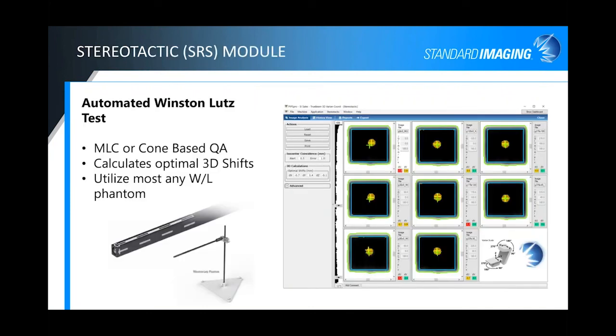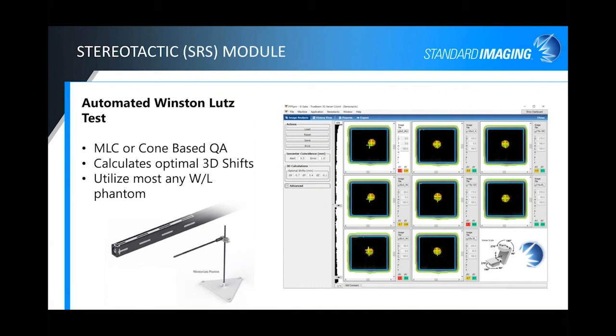We also utilize an automated Winston Lutz test, and this can be MLC or cone based. Obviously, on the right you'll see it's MLC based with the square field. It calculates the optimal 3D shifts, and it can be utilized with just about any conventional Winston Lutz phantom out there, either a pointer phantom like you see here, or we also have a cube phantom, which has an embedded sphere within a cube itself, a 5 cm cube.